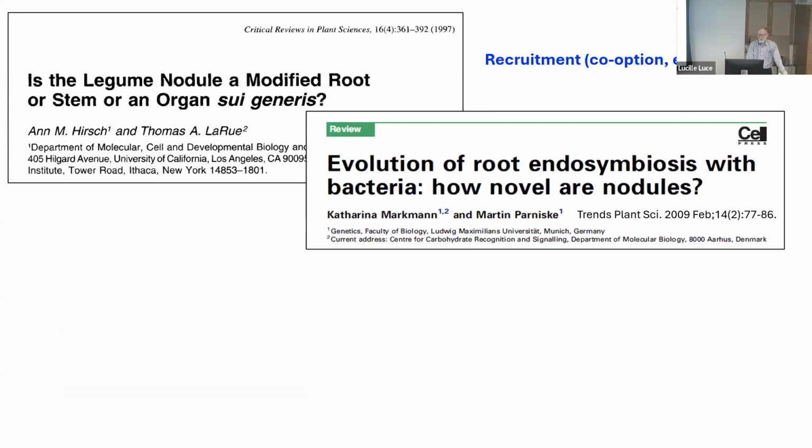Anyway, to get back to the talk, the evolution of root endosymbiosis involves this nodule structure. And Martin Parniske and Katharina Markmann asked this question, how novel really are nodules? And so this gets back to the original question about what it is. What is a nodule? So it turns out that most everything that is happening in nodulation is a matter of recruiting a pre-existing function or structure from some other program already present in the plant.